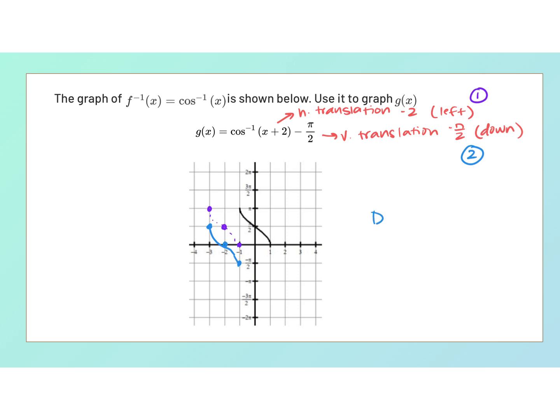Okay. Our domain here would be from -3 to -1, and our range would be from -π/2 to positive π/2.